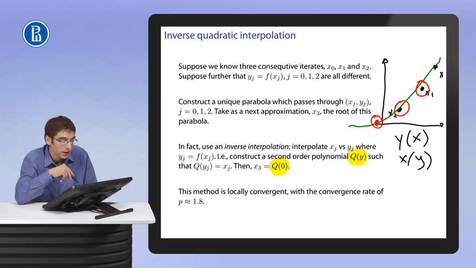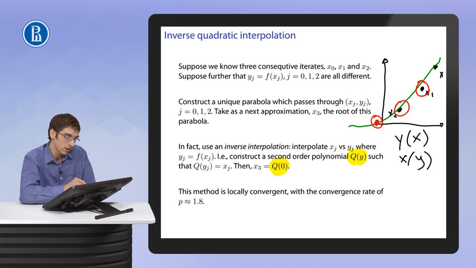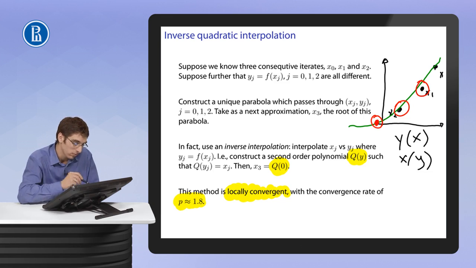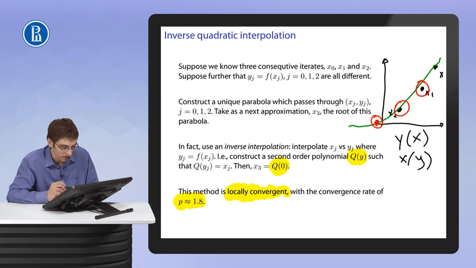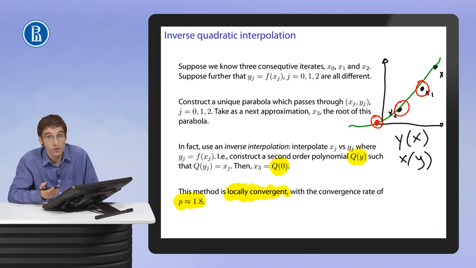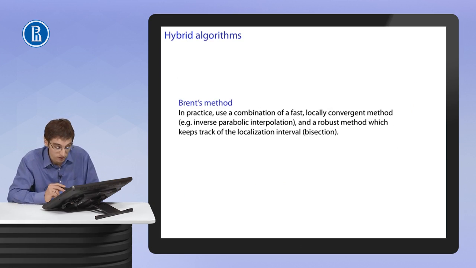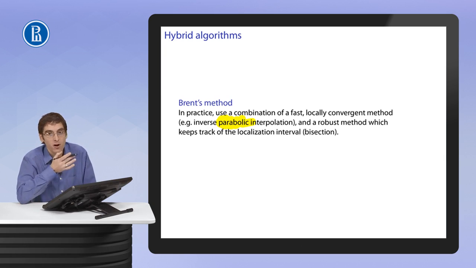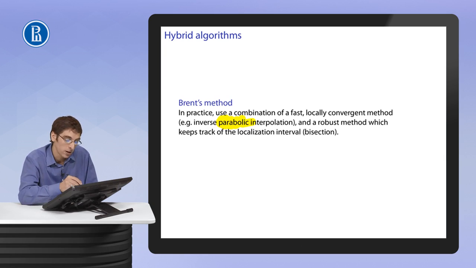And once you implement all this, you find that the method is locally convergent. And the convergence rate is actually not too bad. It's only slightly less than 2. But again, the convergence is only local. But what you do in reality, in practice, is use some sort of hybrid algorithms, which combine something fast, say inverse parabolic interpolation, with something very robust. Most likely this will be a bisection.